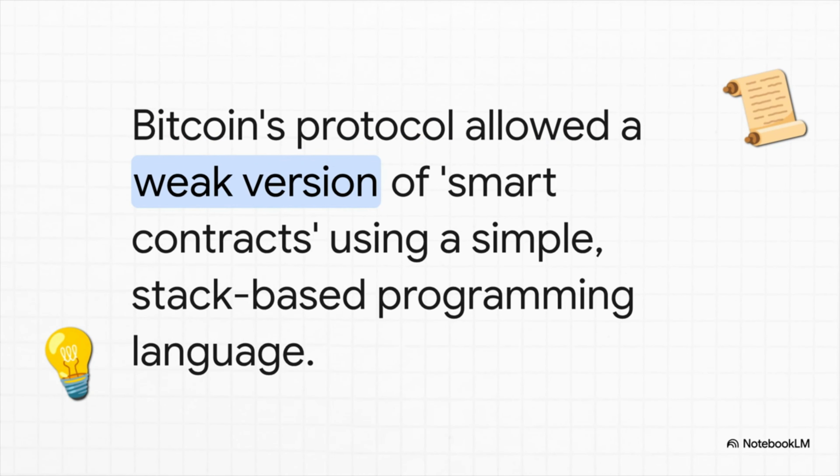Now, Bitcoin wasn't totally rigid. It did have a very basic scripting language built in. You could do some slightly clever things like, say, requiring 2 out of 3 people to sign off on a payment. It was kind of a sneak peek of what was to come, a really early and, you could say, weak version of a smart contract.